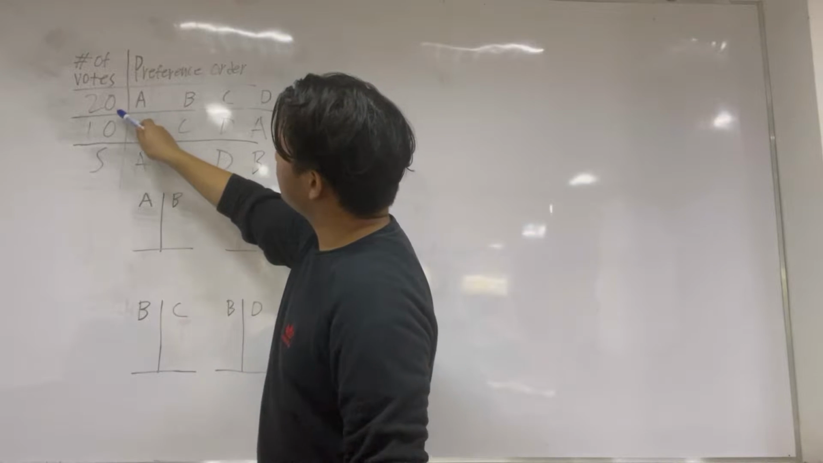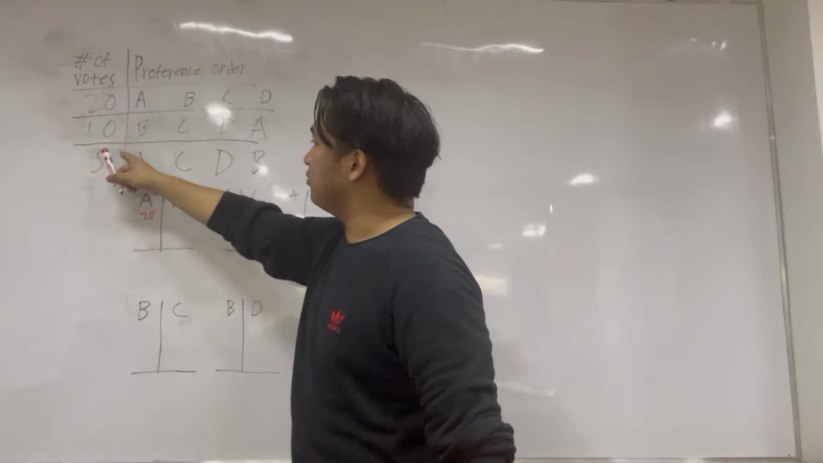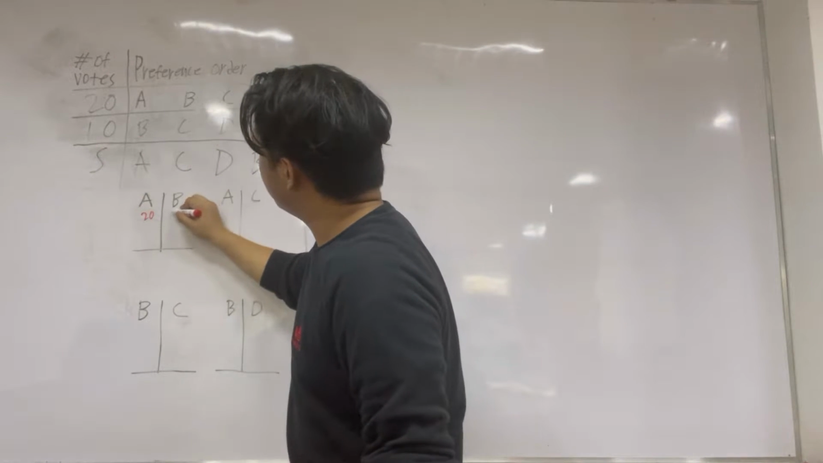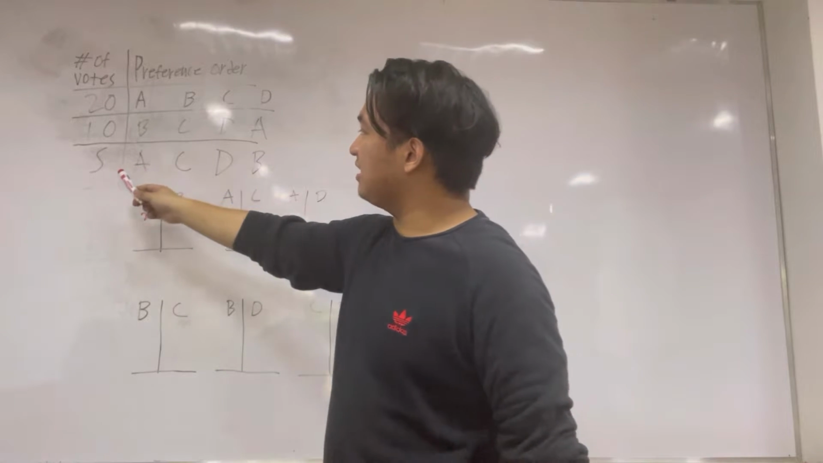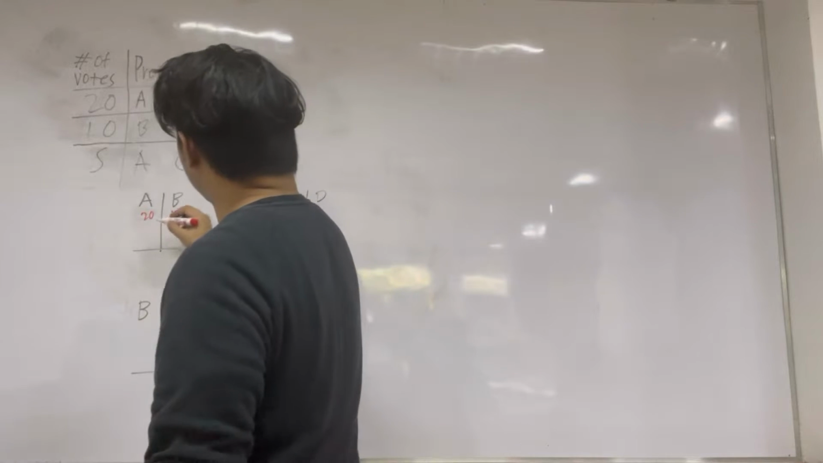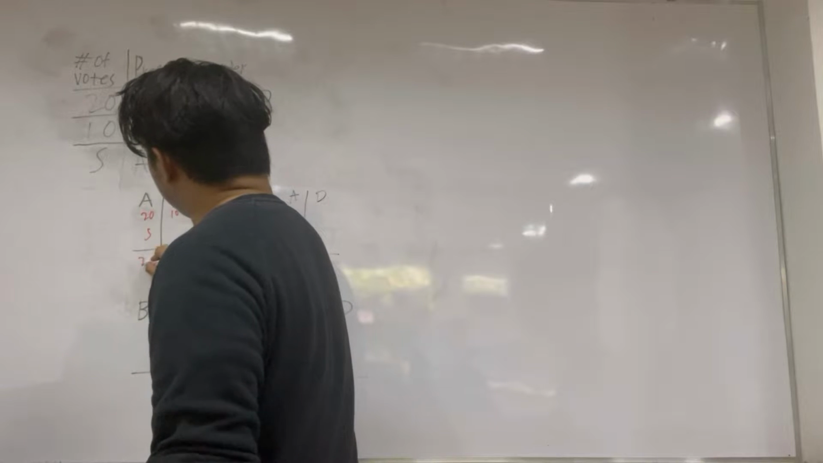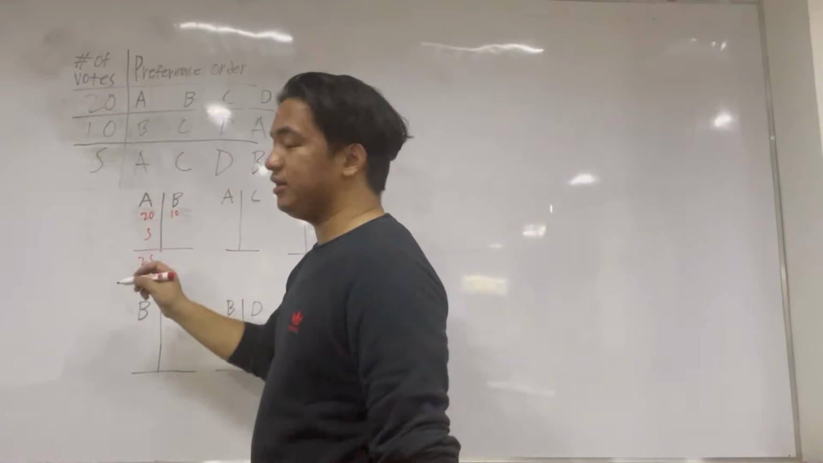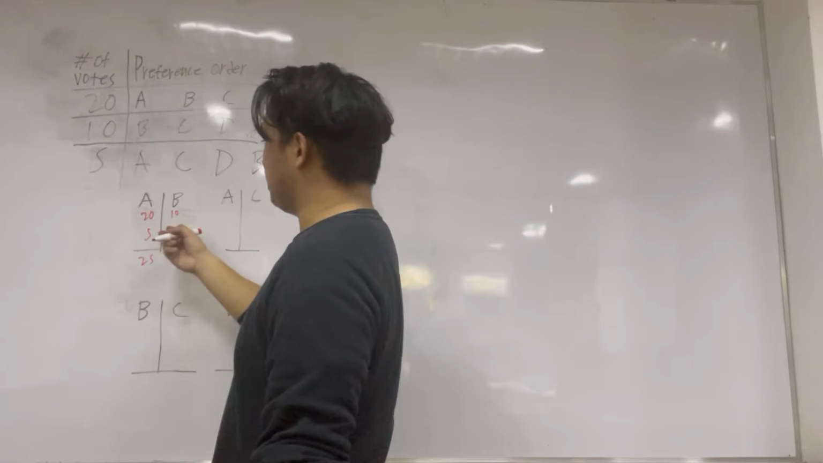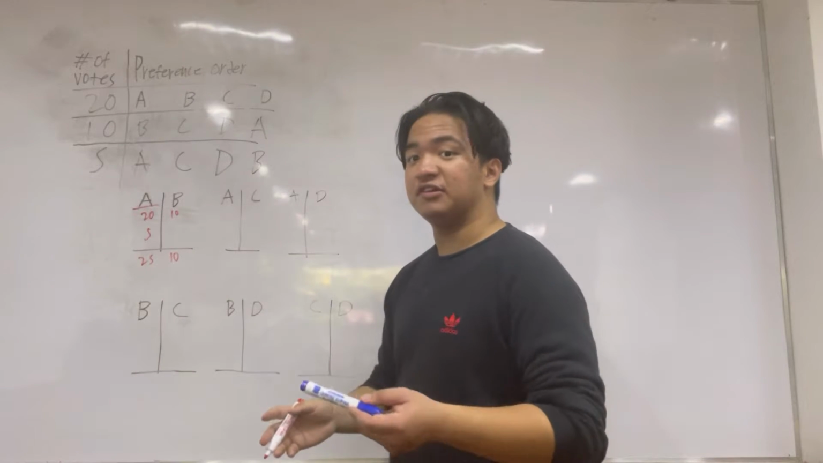So if you see here, 20 preferred A. That means it goes to A, which means we write here 20. Next, 10 of them would rather prefer B, so now we write B. And lastly, 5 of them preferred A over B, so now we write the following 5. So with this, A has a total of 25 votes over B, who only has 10, which means in this matchup, A wins.